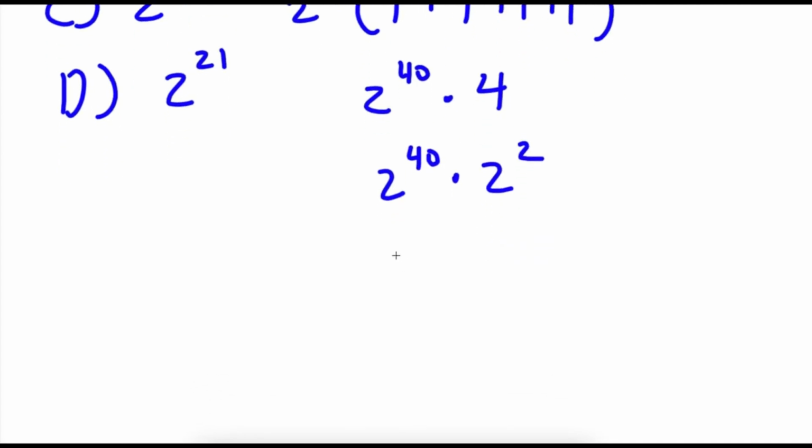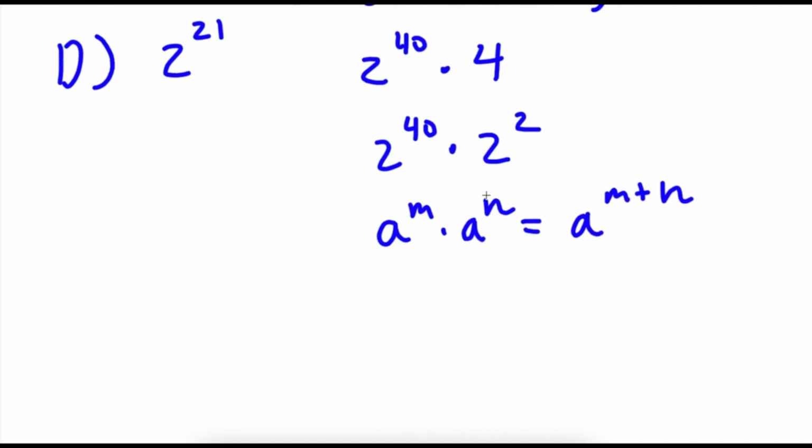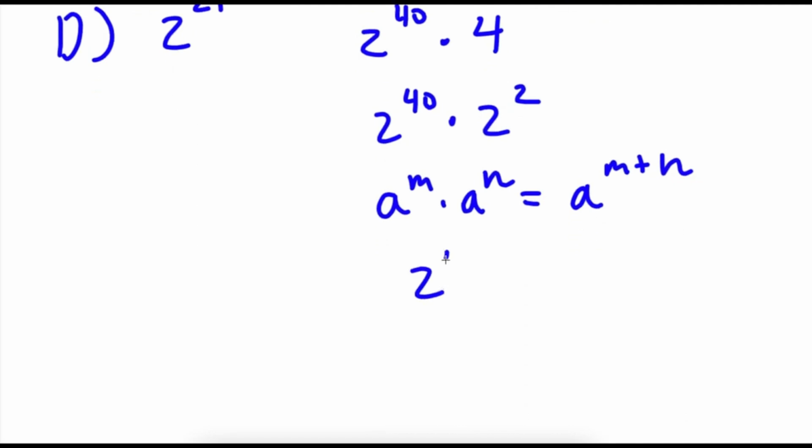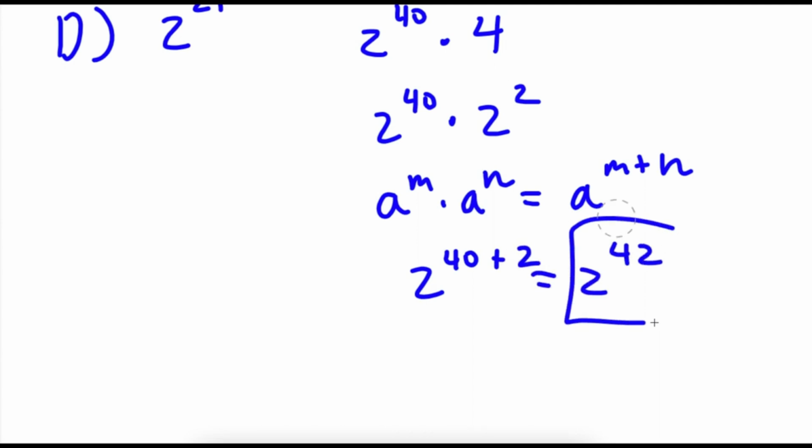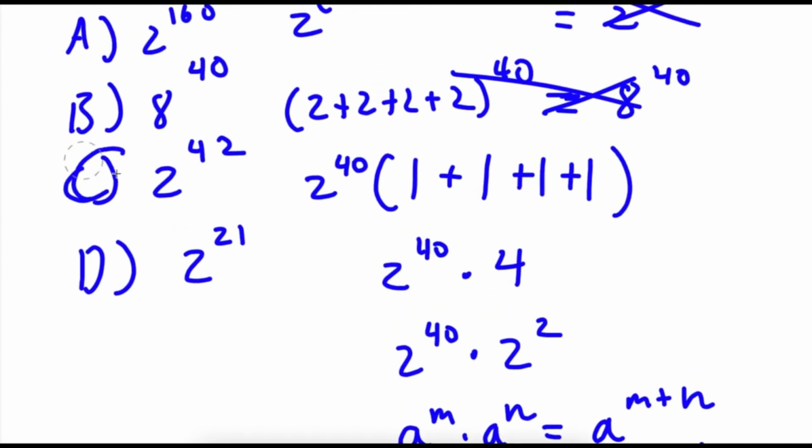And if I have something in the form a to the power of m times a to the power of n, this is equal to a to the power of m plus n. So 2 to the power of 40 times 2 squared, that is going to equal 2 to the power of 40 plus 2. And this is equal to 2 to the power of 42. So this is actually the right method.